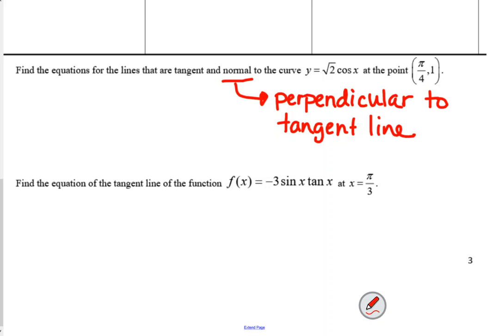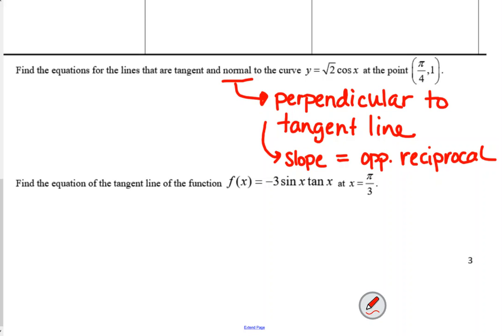So from geometry, lines that are perpendicular, the slope of the normal line is going to be equal to the opposite reciprocal of the tangent line slope. Opposite reciprocals: lines that are perpendicular have slopes that are opposite reciprocals. The product of the slopes of perpendicular lines is -1.